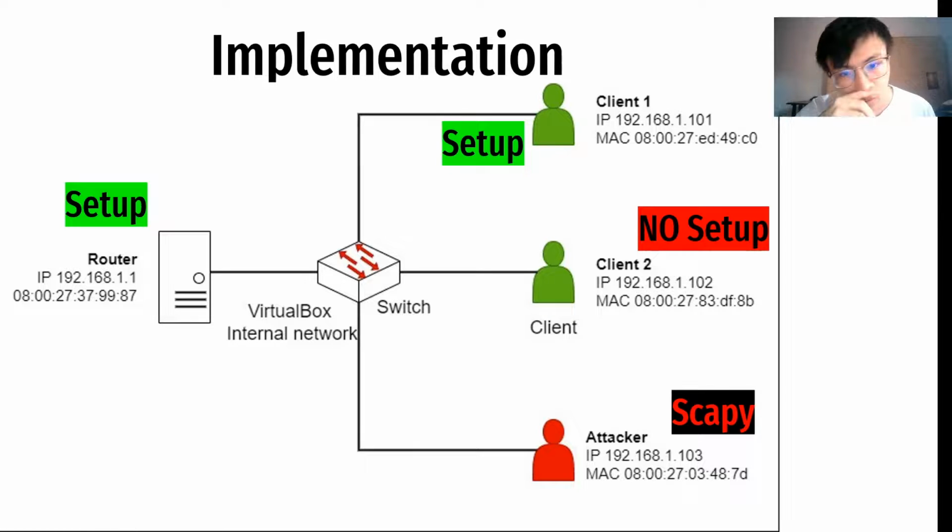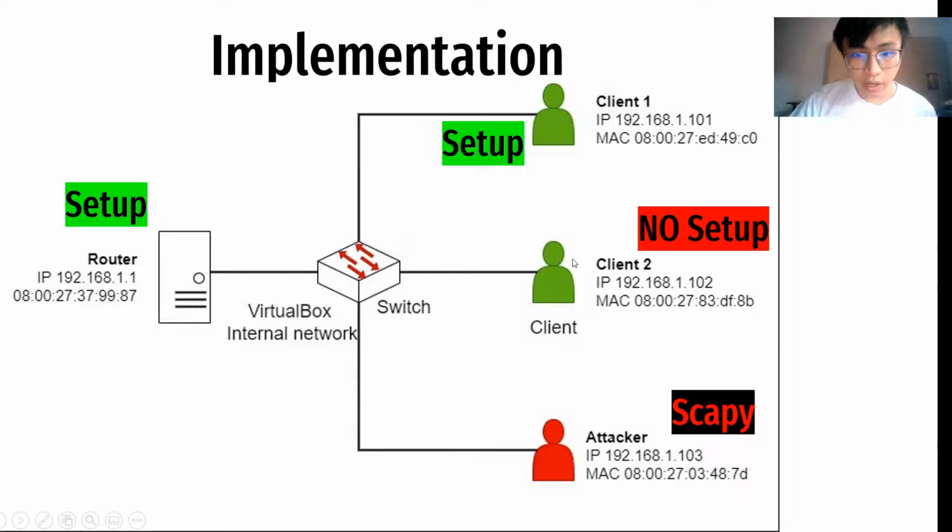So in the VirtualBox, an internal network is used to connect all the devices, and the network topology of the virtual environment is shown in this picture. All the IP addresses in the topology are static IP addresses.